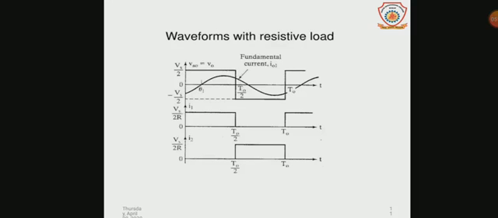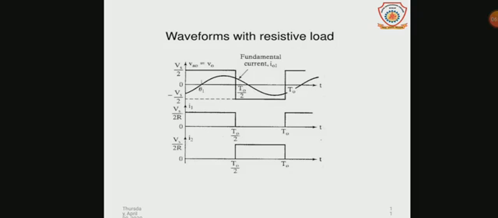This is the waveform with resistive load for single phase half bridge inverter. As we discussed earlier, during the time 0 to T by 2, the transistor Q1 is on and transistor Q2 is off. The output voltage across the load is plus Vs by 2.